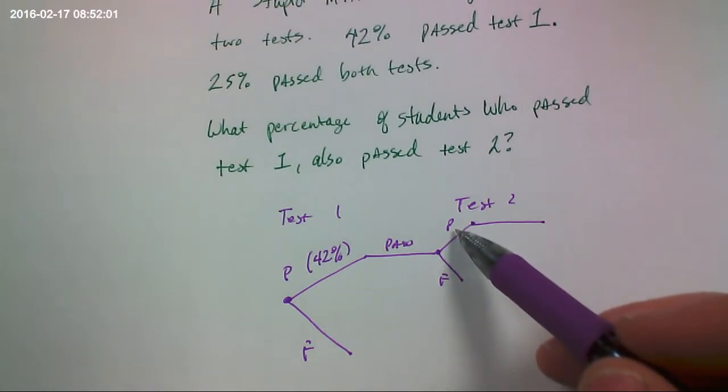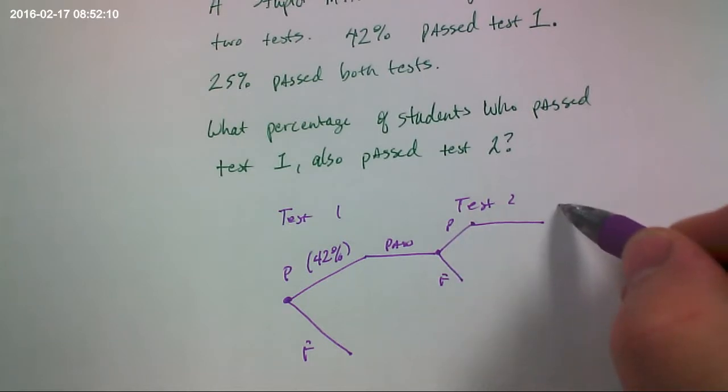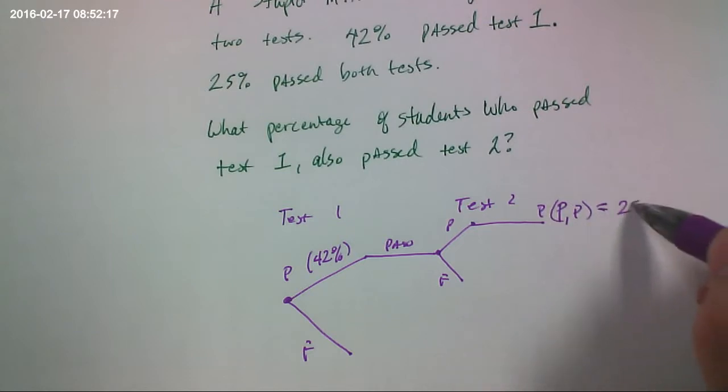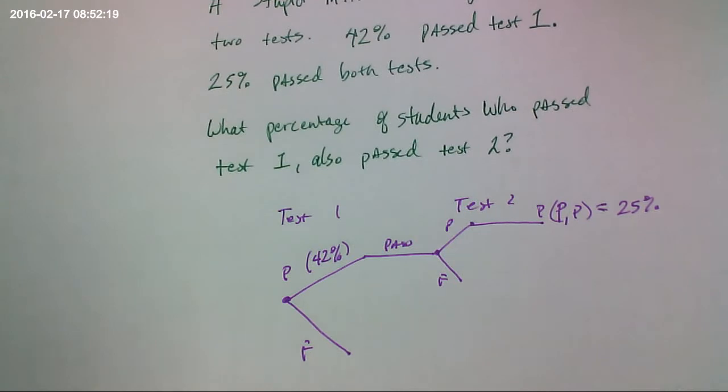It's not 25? You sure? Why is it not 25, Hector? Because the 25 is passing both tests. So that would be like pass and pass, right? Probably passing both would be 25%. You guys, do you see what he means? Alexis, you got that? You sure?